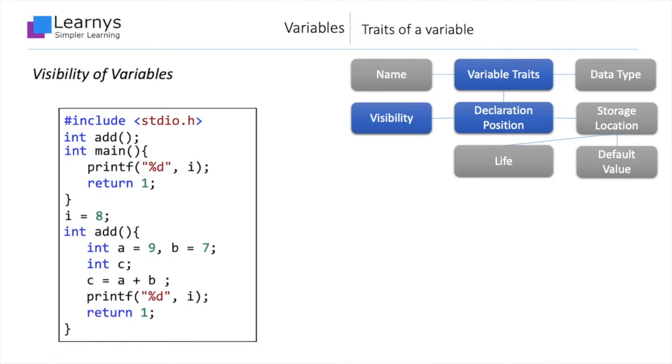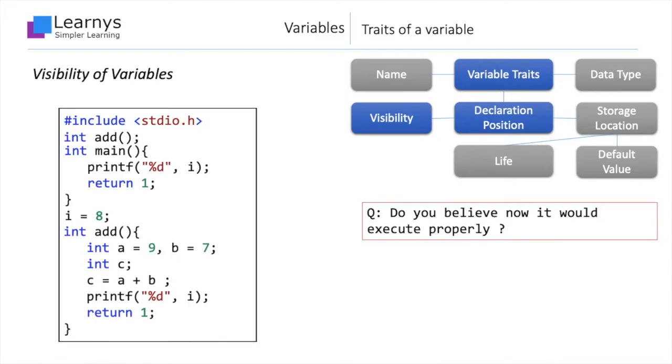Do you believe now it would execute properly? No, it is still incorrect. This is because of the same reason as before. For the function main, the variable i does not exist yet, and thus referencing it would result in an error.